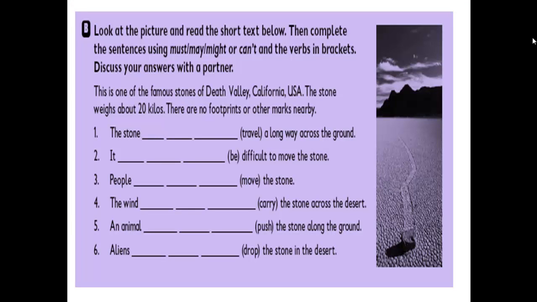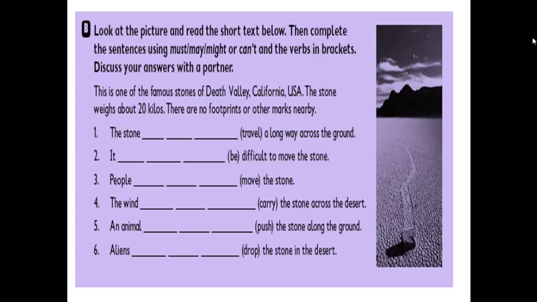Look at the picture and read the short text below. Then complete the sentences using must, might, or can't, and the verbs in brackets. Here we have a verb between two brackets. We have to use it after putting auxiliaries must, may, might, or can't. Discuss your answers with a partner, with your classmate.